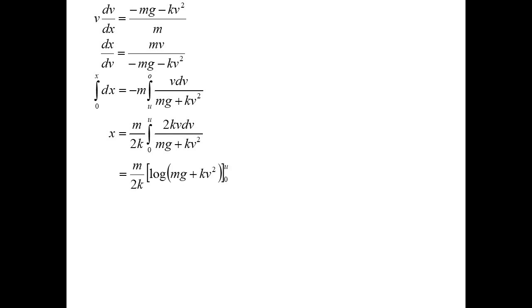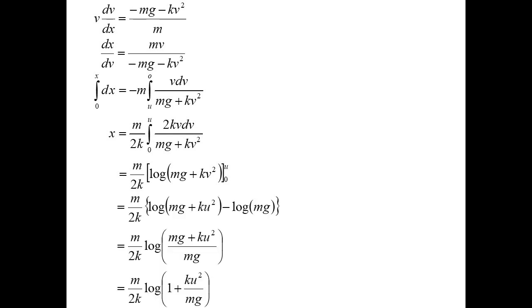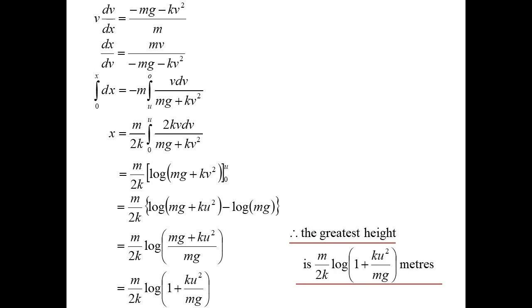So it's the log of mg plus kv squared. Substitute in the u. Substitute in the 0. Using our log laws, we can pull that together. And we get m on 2k, the log, well, which way do you want to write it? You can write it as mg plus ku squared on mg, leave it all as one fraction. Or we could change it to 1 plus ku squared on mg, it's the same thing really. And so that is the greatest height. Okay, there's no actual numbers there, but you know, there it is in terms of k and u and all those sorts of things.